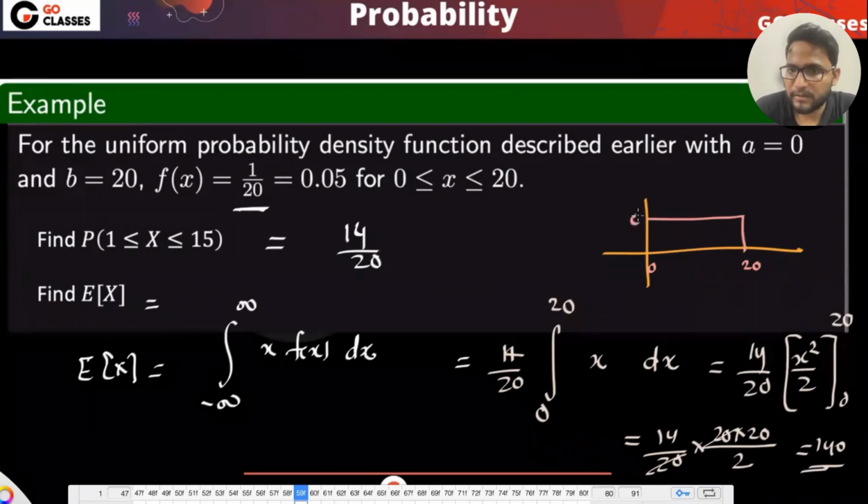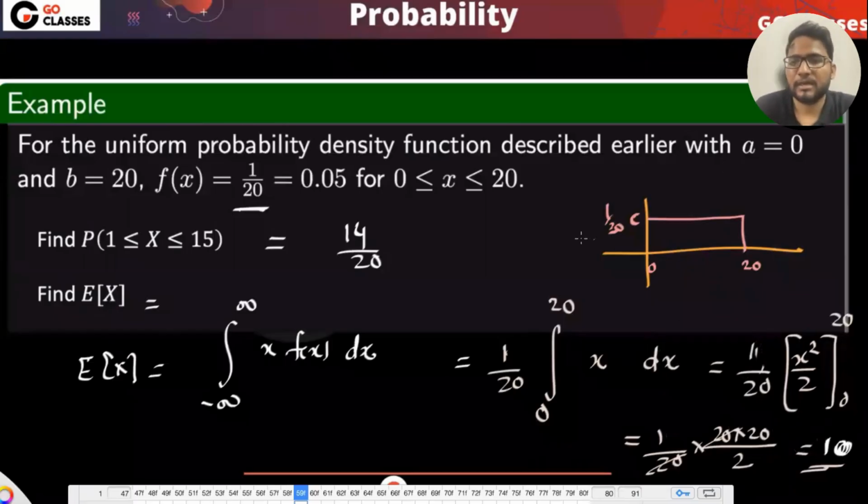This is C. And C is given to be 1 upon 20. Sorry, this is 1 upon 20, not 14 upon 20. This should be 1. This fx is 1. So this is 1, this is 1. And finally, the 20s get cancelled out. We have just 10, right? Yeah, 1 upon 20 is given. So we have 10 as the answer.